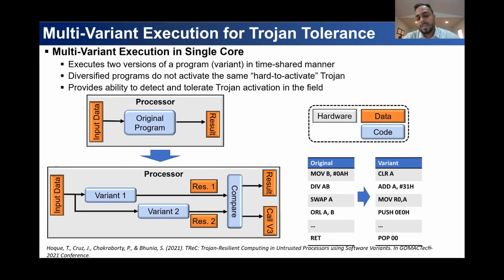And in fact, by running more variants, you can actually tolerate the activation of the Trojan, not just detect it. So once we see that the results are not equal for these two variants, we can run more variants like variant 3. So by running 3, 5, 7 variants, we can compare all the results and do a majority voting to find the correct output and basically tolerate the impact of the Trojan.